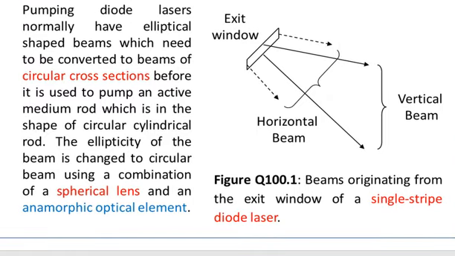Now you see that the divergence of these two beams is different. The vertical beam is more diverged as compared with the horizontal beam. So this has an elliptical shape with the major axis along the vertical beam and the minor axis along the horizontal beam. This elliptical beam is what we want to convert into a circular beam. That is, both beams should have the same divergence, forming a circular cross section, so that we can use this beam in the pumping process for uniform delivery of power.